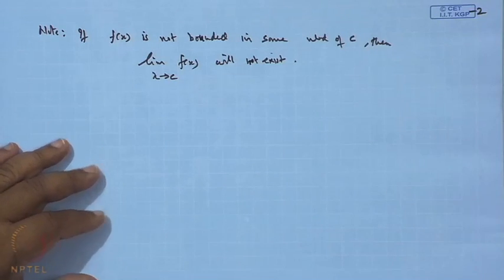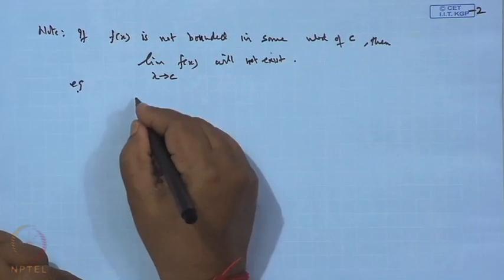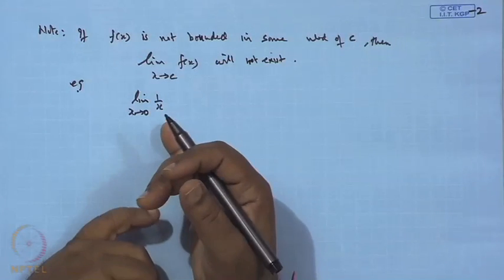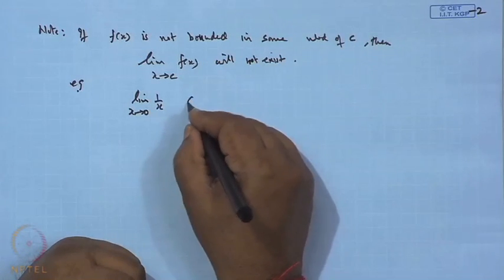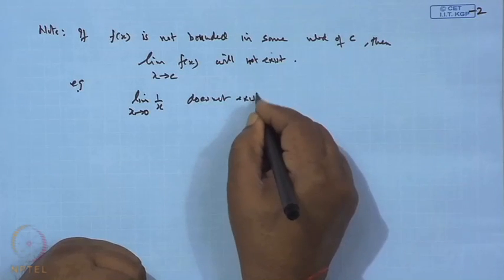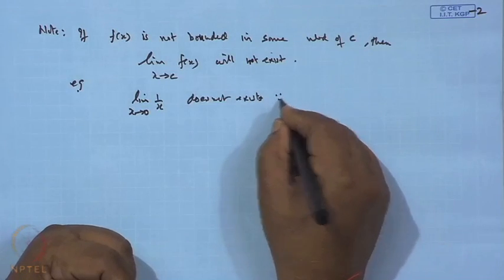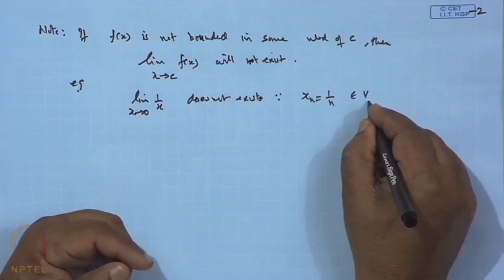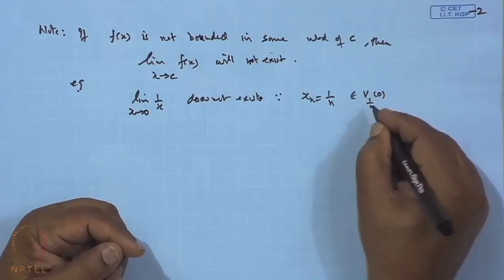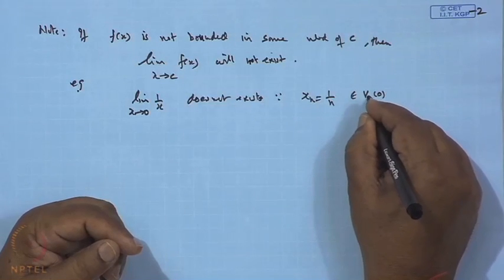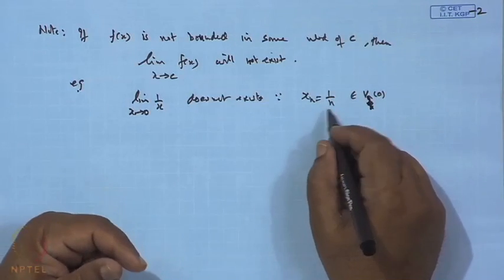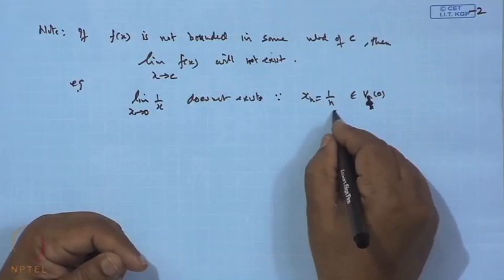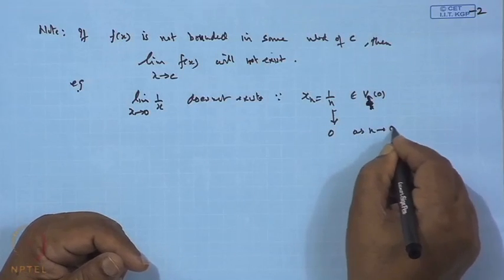That is the reason. For example, if we take the limit of 1 by x when x tends to 0, suppose I wanted to know whether the limit exists or not. This limit does not exist. Why? Because we have already seen that if we take a sequence x n, say 1 by n, which belongs to the delta neighborhood of 0, all the terms of the sequence x n belong to it after a certain stage, then this sequence tends to 0 as n tends to infinity.